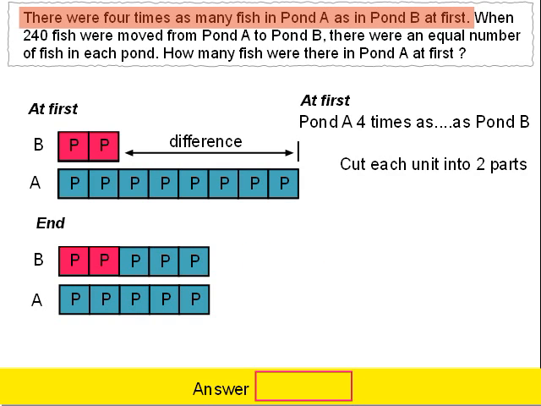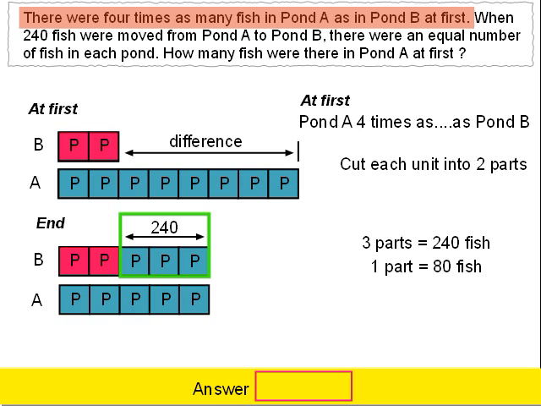Alright? And we are told that when this has happened, when 240 fish were moved from pond A to pond B, that means to say these 3 parts is equivalent to 240 fish. Alright? If 3 parts is 240 fish, when we take 240 divided by 3, that gives you 1 part of fish. So 1 part of fish is 80.